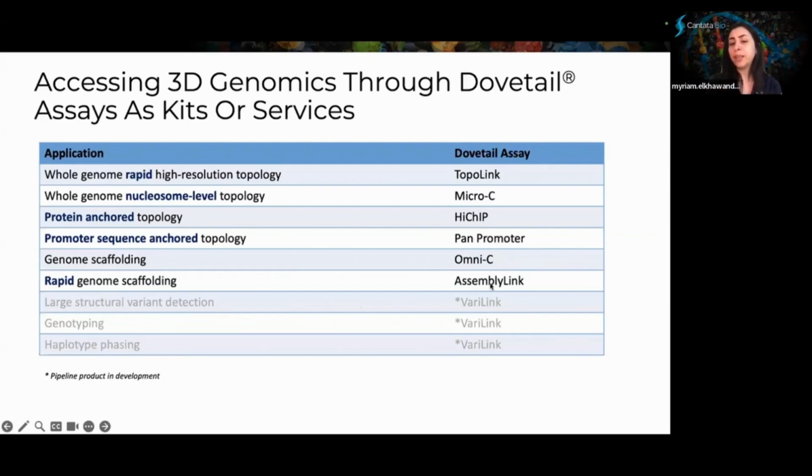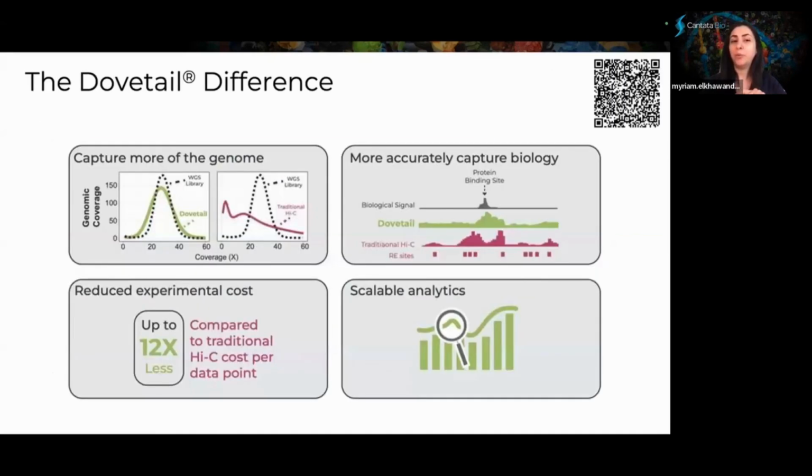Omni-C and AssemblyLink, these are assays specifically for genome assembly applications, and they support genome scaffolding, pseudohaploid scaffolding, haplotype resolved scaffolding, that is diploid scaffolding, or even polyploid scaffolding. So, whatever you're looking at for your genome, Omni-C and AssemblyLink will allow you to get that chromosome level assembly. And AssemblyLink is a rapid genome scaffolding assay. So you're also able to get your data for analysis in a single day.